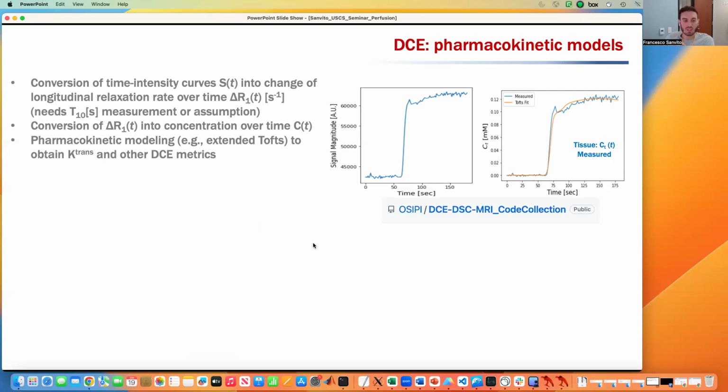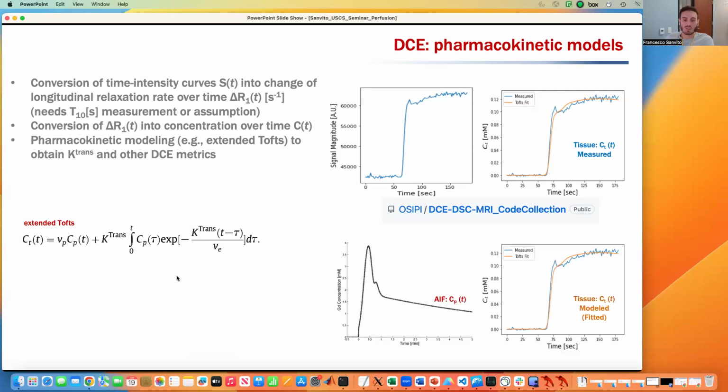The pharmacokinetic modeling means that we are trying to fit a curve to get the parameters that we usually use in DCE, like Ktrans and VE. What's important to understand is we have to do a curve fitting, which is the orange fit that you can see. So it's not the measured signal or concentration over time, as before. It's a fitted or modeled curve of the concentration over time.